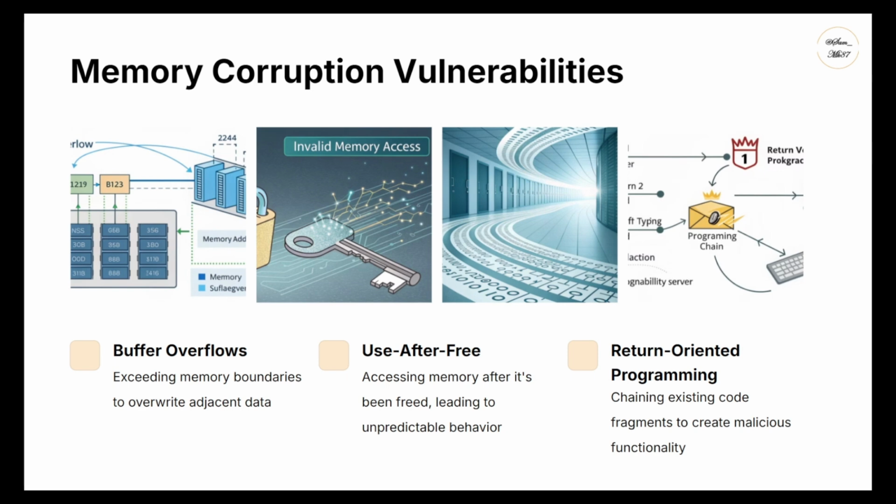The next type is use after free. This occurs when a program continues to use memory after it has already been freed. Since the memory could now contain anything or be used by other parts of the program, this can lead to unpredictable and exploitable behavior, including crashes or data leaks. And finally, we have return-oriented programming, or ROP. Instead of injecting new code, ROP chains together small pieces of existing code, called gadgets, that already exist in memory. These techniques bypass security defenses like non-executable memory by reusing legitimate instructions to perform malicious tasks.